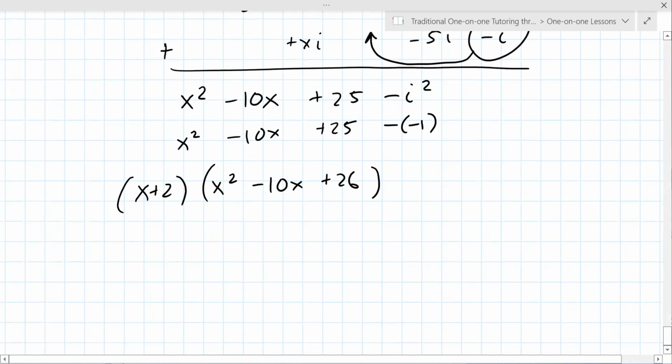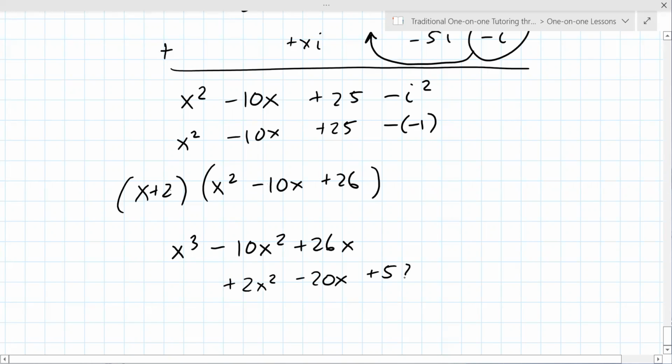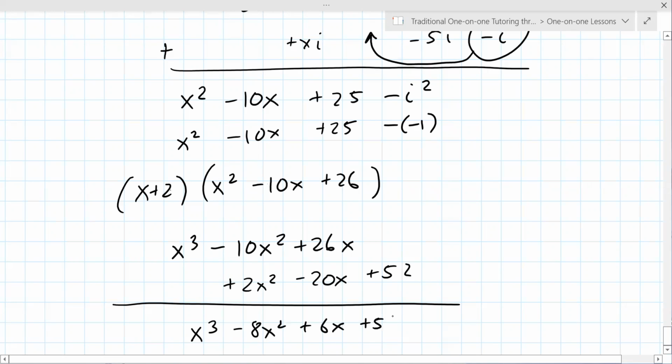Okay, we'll just finish this one up together because we're a little short on time. x cubed, x times x squared, minus 10x squared, x times the minus 10x plus 26x, and then 2 times x squared, 2 times minus 10x, 2 times 26. x cubed minus 8x squared plus 6x plus 52.